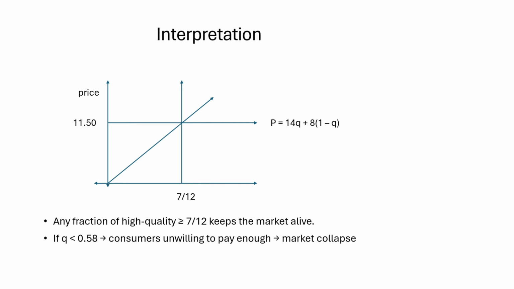Here is a graphical representation. In a graph, a horizontal line at 11.50 represents the cost of production. The sloping line P(Q) shows the average willingness to pay. Equilibrium exists only where Q is greater than or equal to 7/12. Below this level, the willingness to pay is too low to support production.